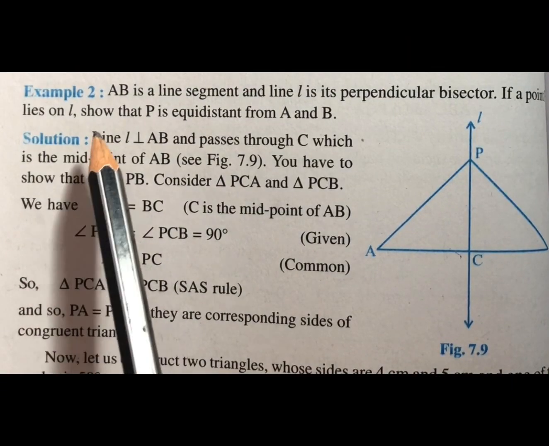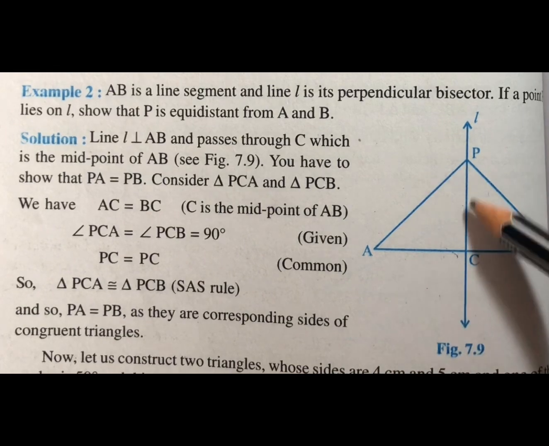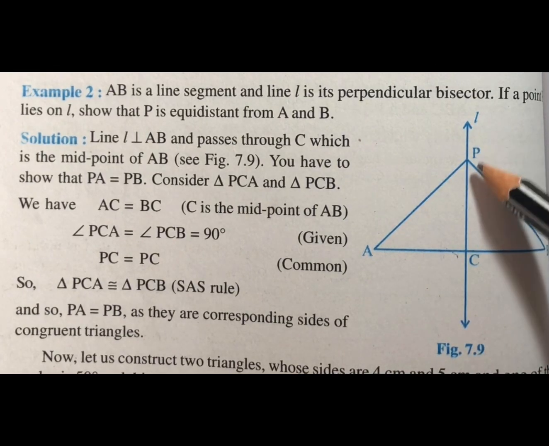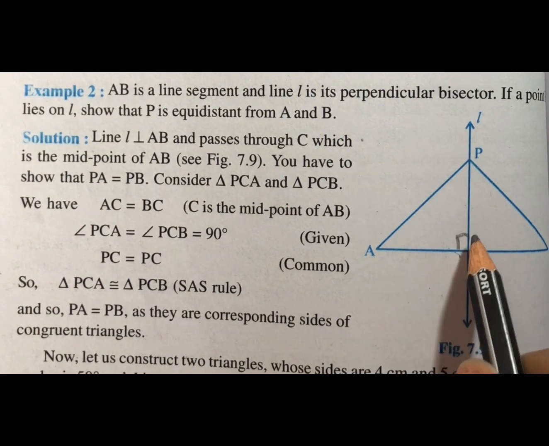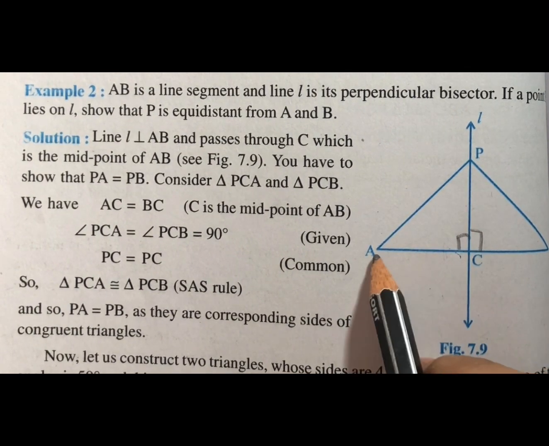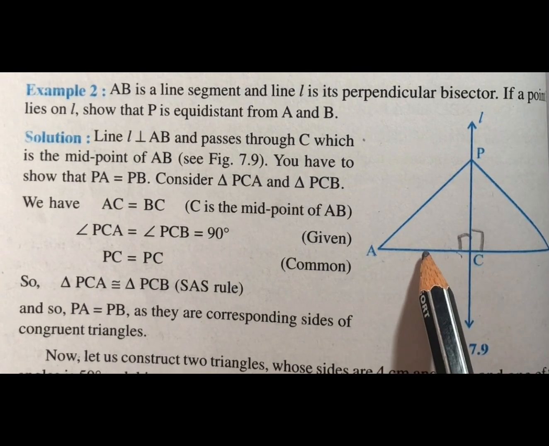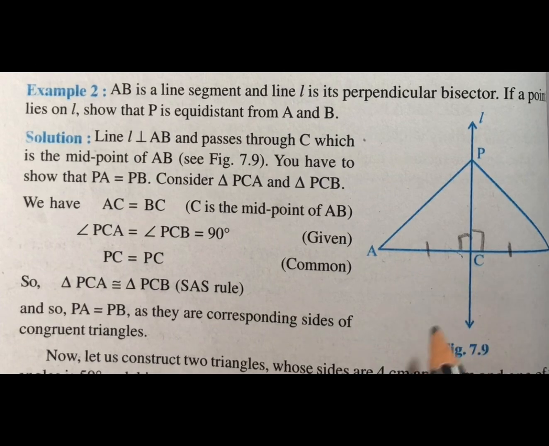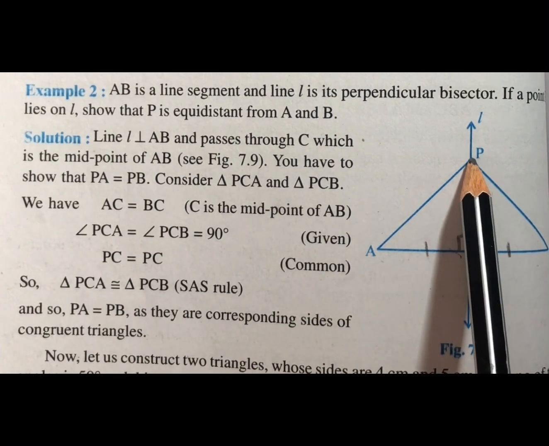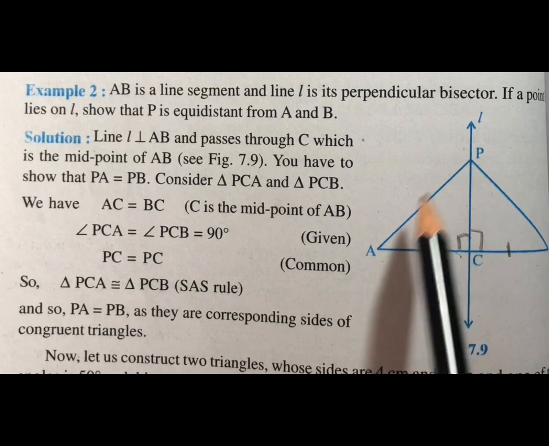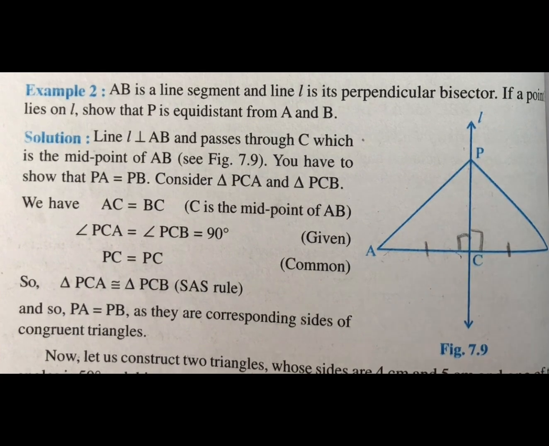Now the second question, that is, AB is a line segment and line L is a perpendicular bisector. Perpendicular bisector means this will be 90 degrees, and bisector means this side and this side will be equal. If a point P lies on L, show that P is equidistant from A and B. We have to prove AP is equal to PB.